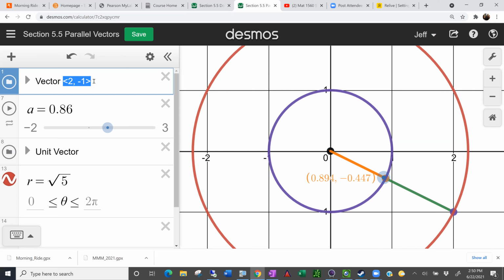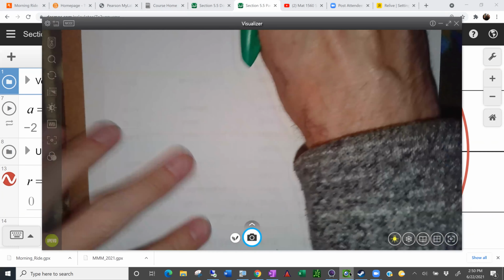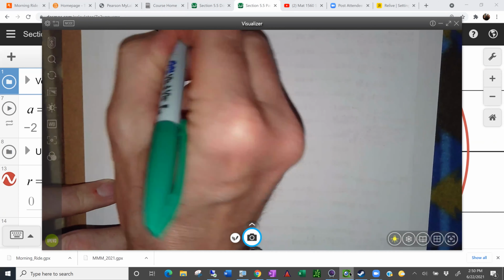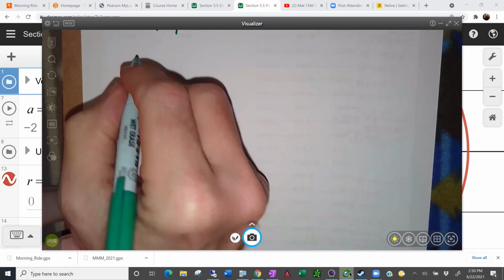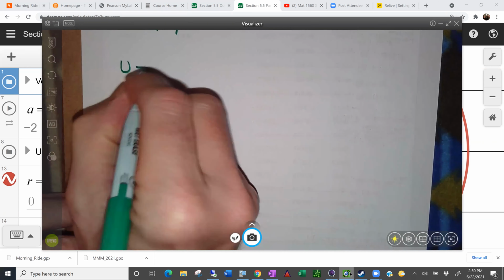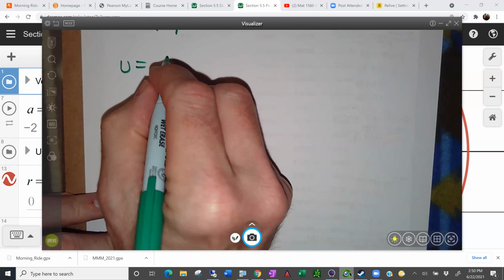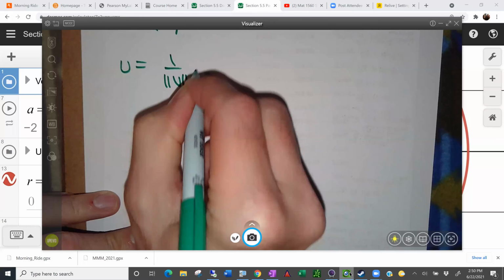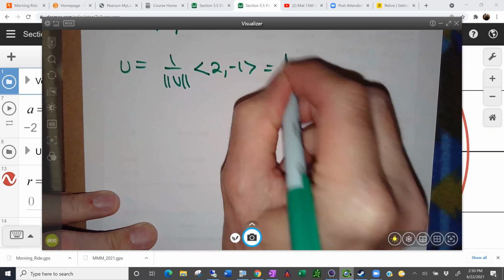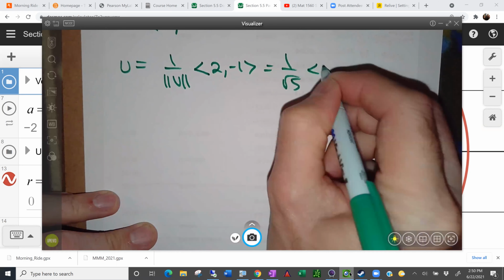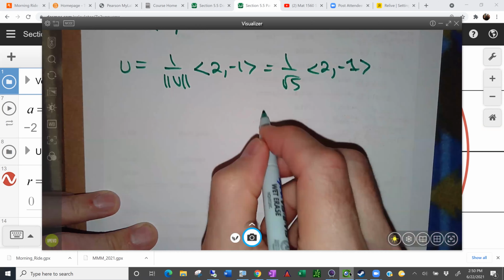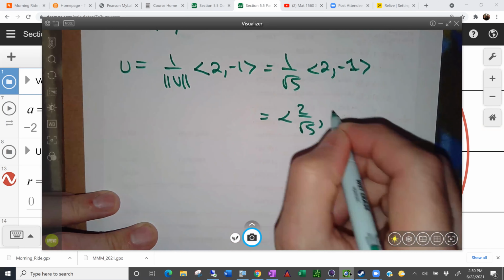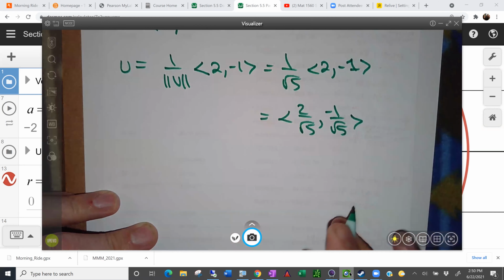If I wanted a unit vector, then I would just take each of those terms and divide it by the square root of 5. So let me just show you that real quick. 2, -1. That's my vector. Call it V. My unit vector is going to be 1 over the length of V times 2, -1, which is 1 over the square root of 5 times 2, -1, like that. Or you could write it as 2 over the square root of 5 or -1 over the square root of 5. Oh, I see it now.